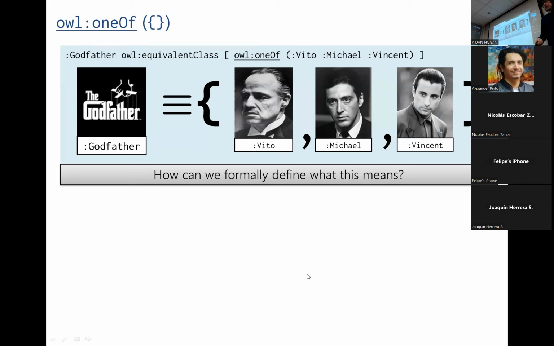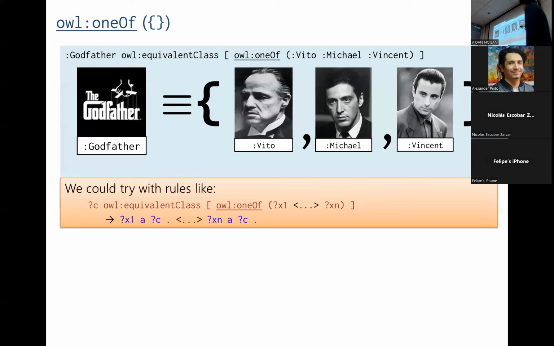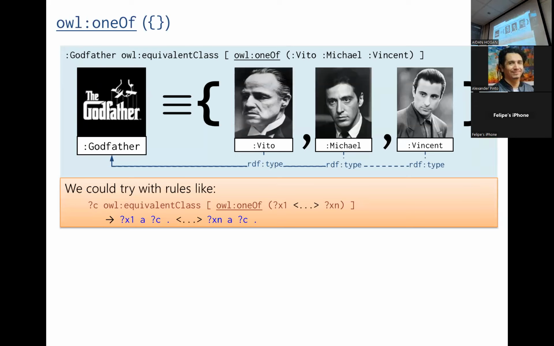One way, as we saw in RDFS, is to define rules: if these premises hold, then we can conclude something. This rule says that if C is an equivalent class of one-of x1 to xn, then x1 is of type C, up to xn is of type C. So all of these people must be Godfather. We get this type of inference based on this rule.